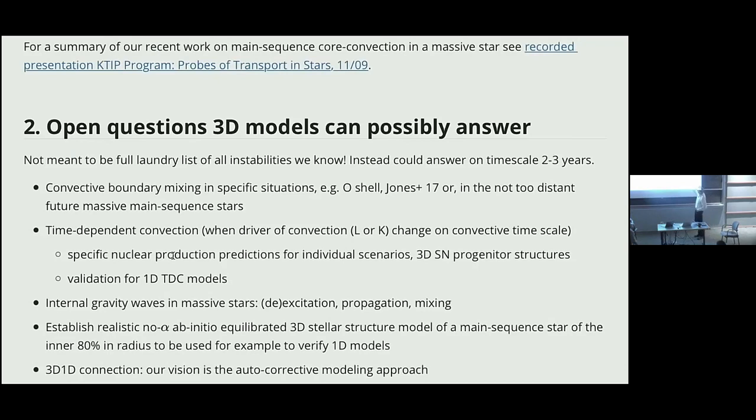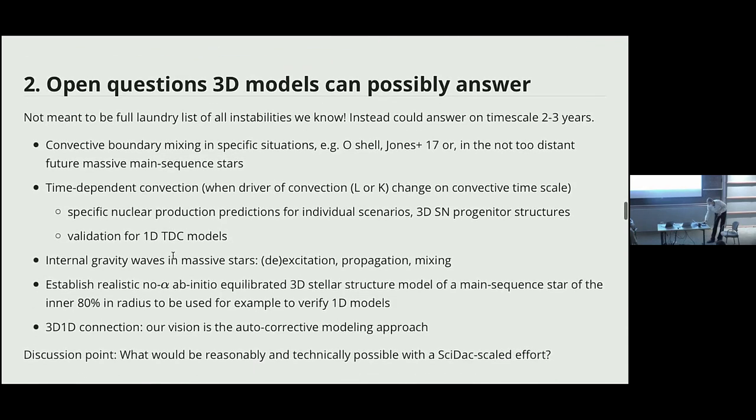For example, convective boundary mixing in specific situations we can do. There's an example of calibrating the F overshooting for oxygen shell burning in Jones et al. As an example, maybe for a massive main sequence star in the not too distant future. Time-dependent convection: these simulations that I showed you with a lot of energy feedback could be used to calibrate time-dependent convection models in 1D, understand nuclear predictions, internal gravity waves, and so the list, I put the list up on the web page so you can look at it.